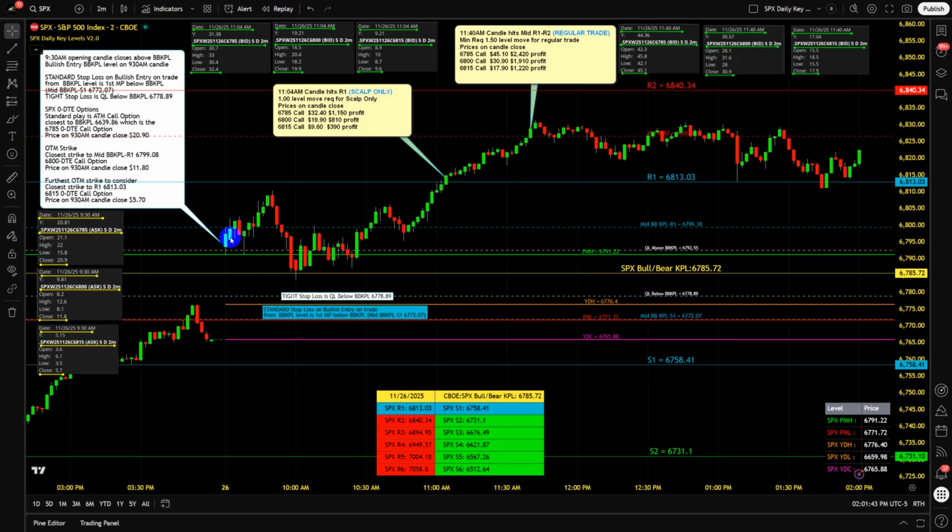As you can also see, price stayed above the bull bear key price level, coming back down to test it, but still closing above it even on these candles here.